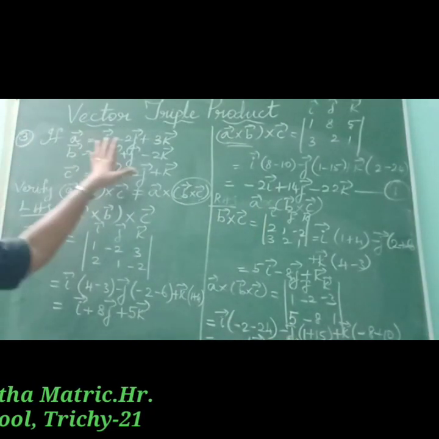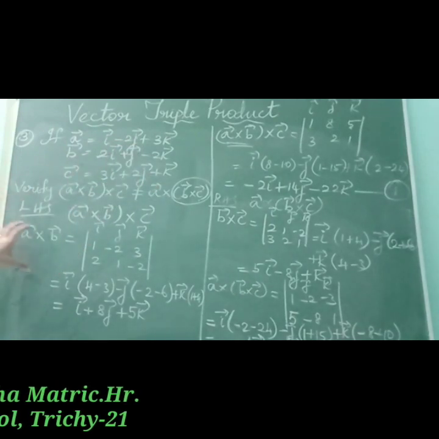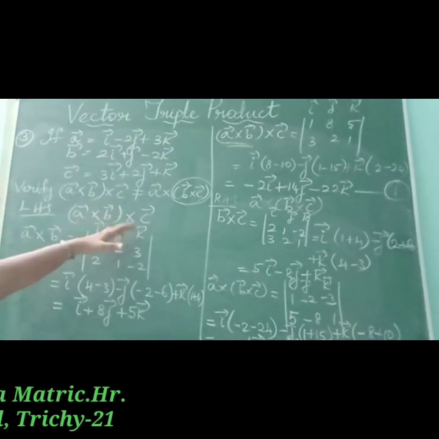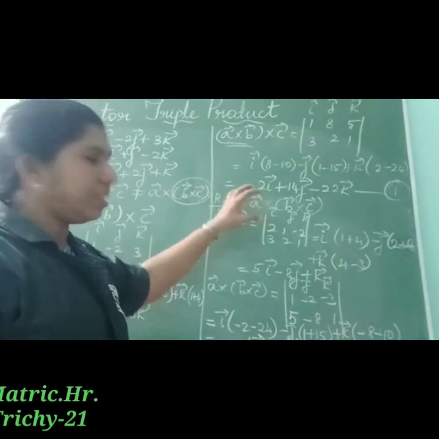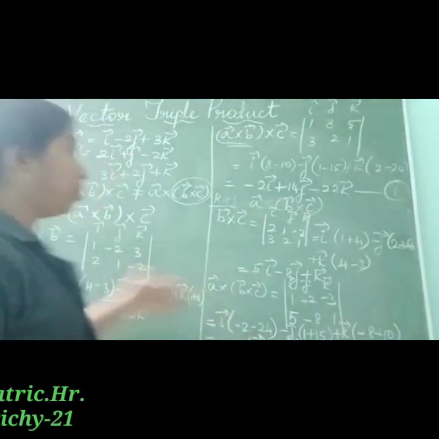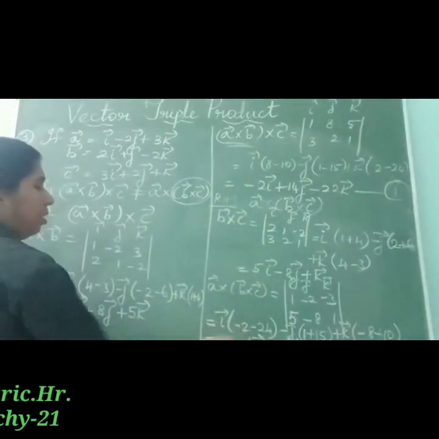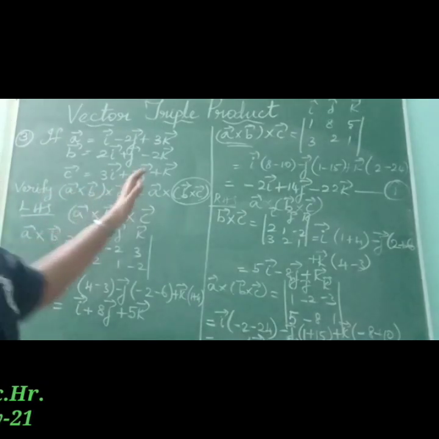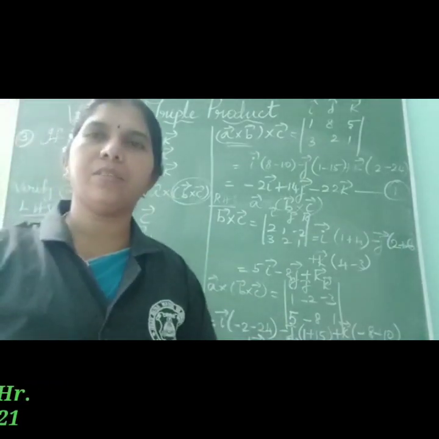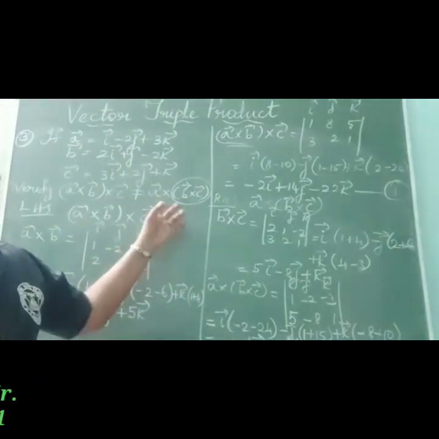A, B, C values are the same, but for (A cross B) cross C we got one value, and A cross (B cross C) gives another value. So from equations 1 and 2 we can say that (A cross B) cross C is not equal to A cross (B cross C).